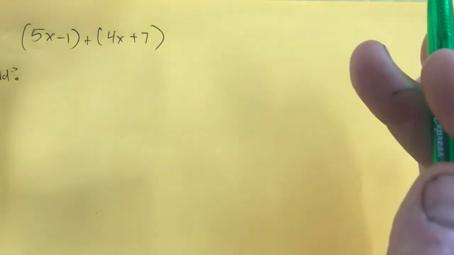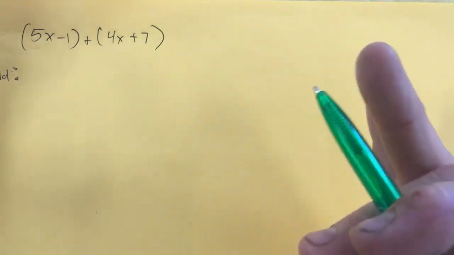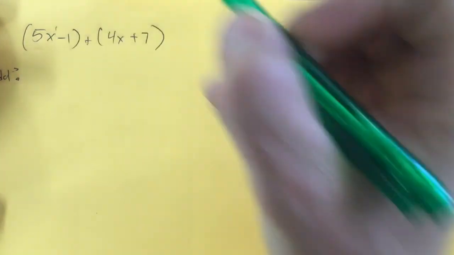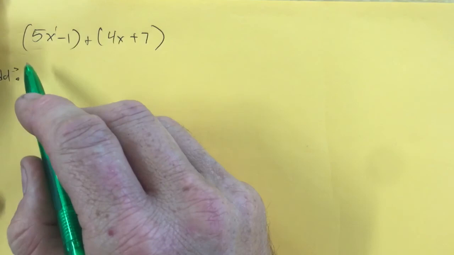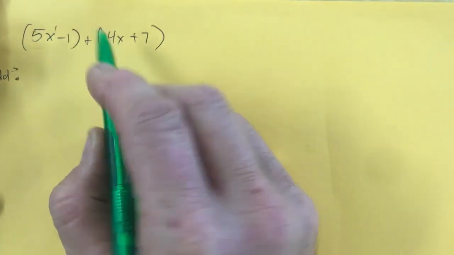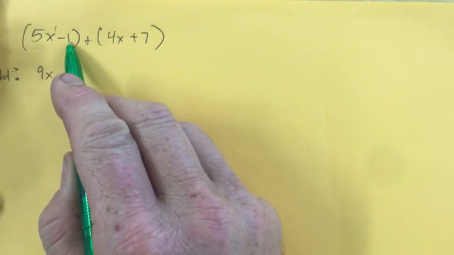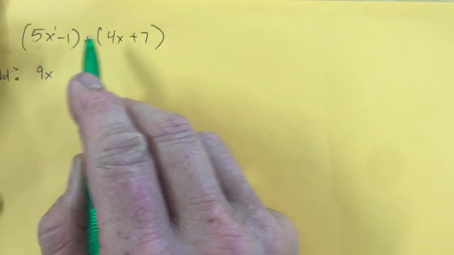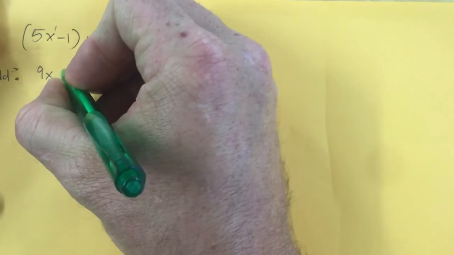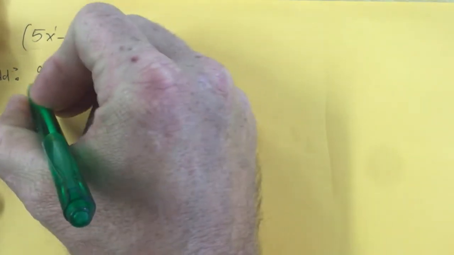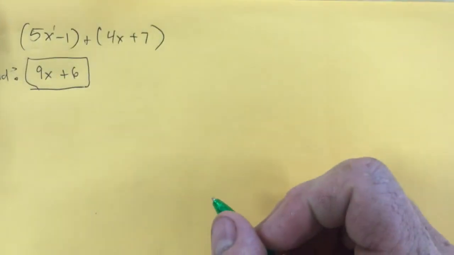Usually when we add, we start with our highest power and work our way down. So x to the 1 is the highest power. I'm going to add 5x plus 4x, which is 9x. Then I go down to my constants: I've got a -1 plus a 7, which is a positive 6. And there you go. That's what I get when I add them.